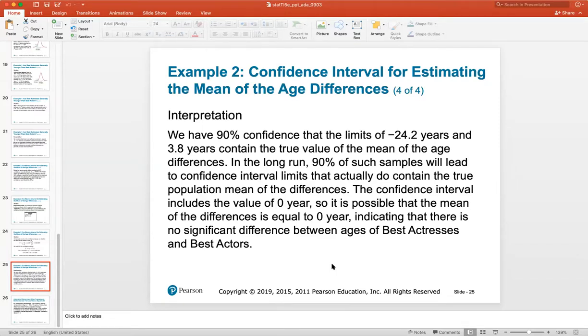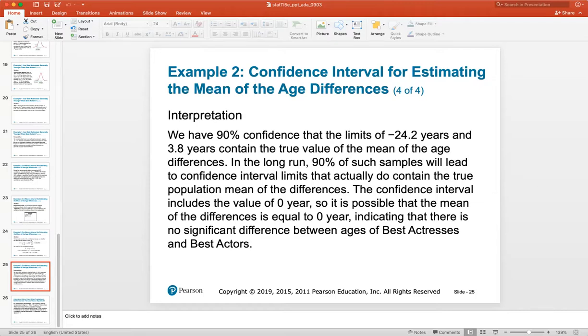So the confidence interval includes the value of 0 here. So it is possible that the mean of the differences is equal to 0. Indicating that there is no significant difference between the ages of best actresses and best actors, based on that dependent sample data. So you can see this kind of pattern: whenever you calculate a confidence interval estimate and that confidence interval contains 0, then you can say that there is no significant difference. Okay, so that's the one example.